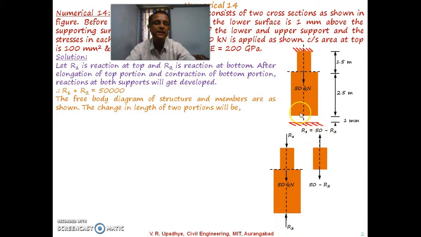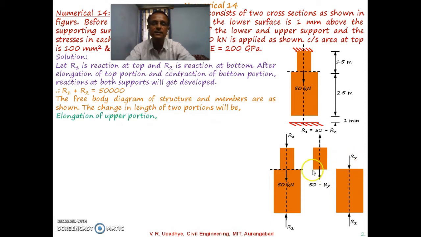R2 will get developed after part 2, the bottom part, gets connected with the support, and if R2 is the reaction developed at the bottom, then this part will be subjected to force R2. So the change in length of the two portions will be written with this statement. Elongation of the upper portion, delta 1, is equal to P1 L1 divided by A1 E. So it is delta equal to PL over AE.